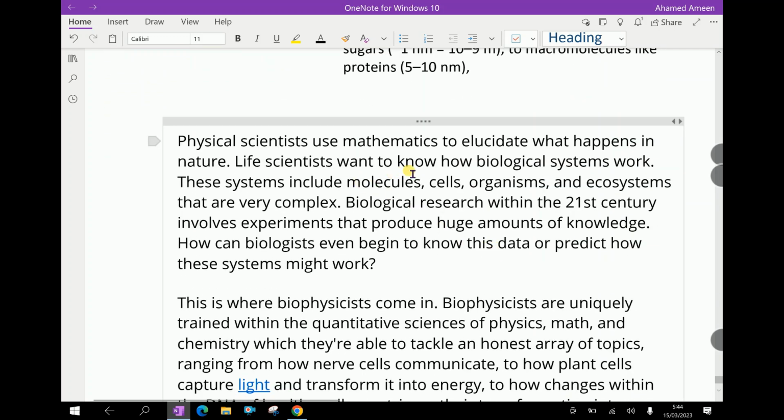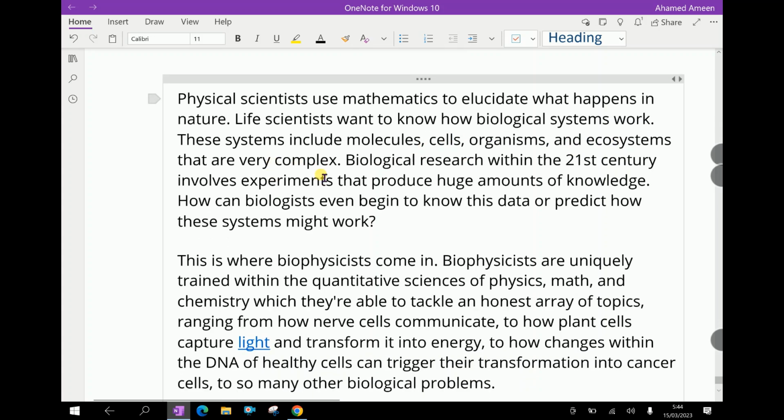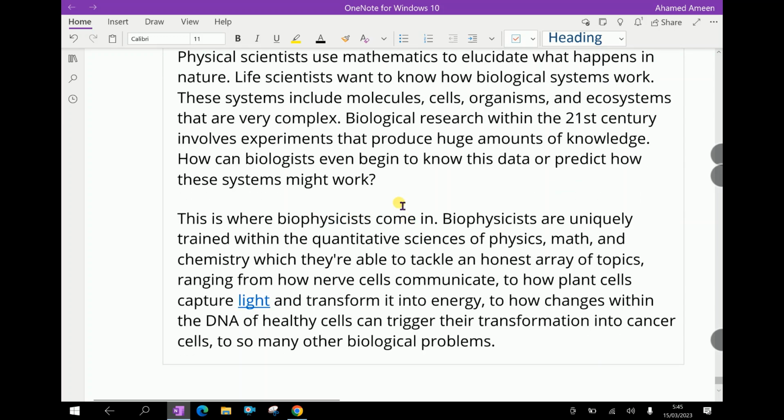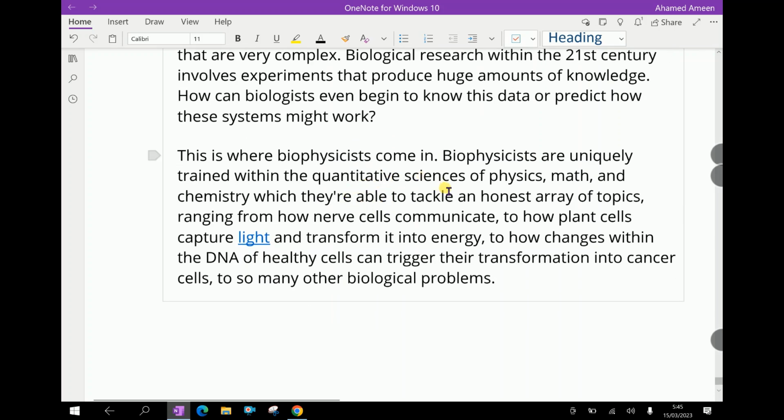Physical scientists use mathematics to elucidate what happens in nature. Life scientists want to know how biological systems work. These systems include molecules, cells, organisms, and ecosystems that are very complex. Biological research within the 21st century involves experiments that produce huge amounts of data. How can biologists even begin to make sense of this data or predict how the system might work? This is where biophysicists come in.